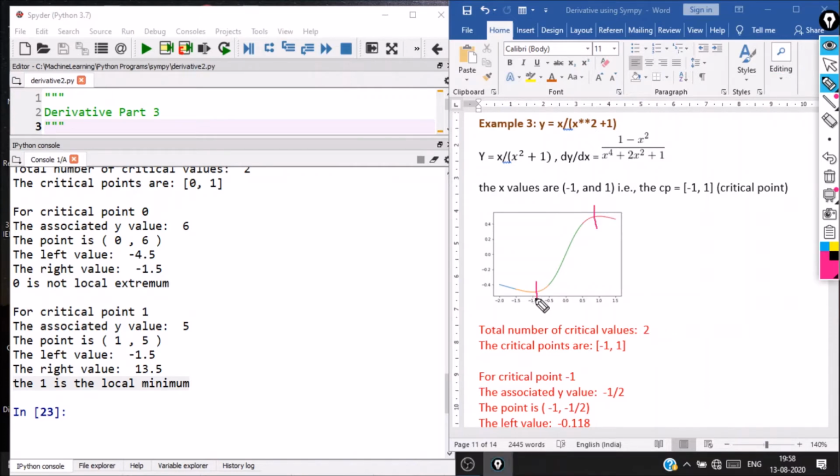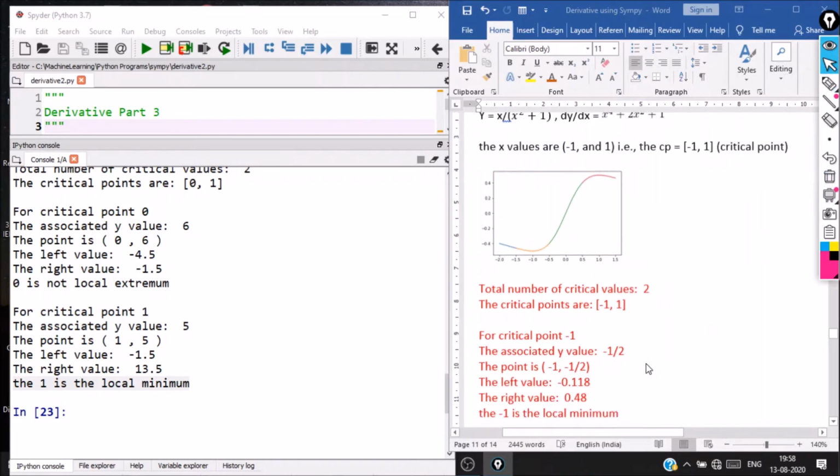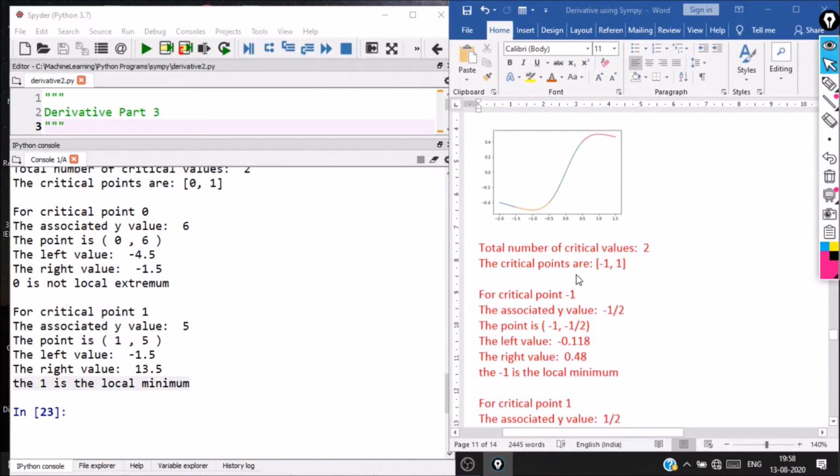If it is minus 1, it should be a local minimum, and if it is plus 1, it should be a local maximum. The total number of critical points is 2: minus 1 and 1. If the critical point is minus 1, the associated y value is minus 1 by 2. So the point is minus 1 comma minus 1 by 2. This is our x value and this is our y value.